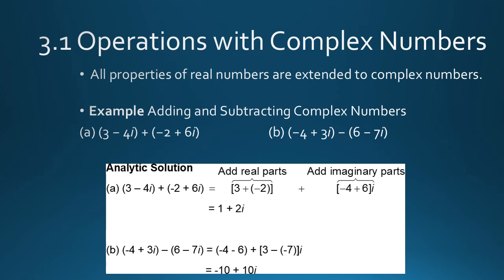And here we have them. For A, we have 3 minus 4i plus negative 2 plus 6i. We just add the real parts, so 3 plus negative 2 gives us 1. And we add the imaginary parts. Negative 4i plus 6i is 2i. For part B, same idea, but we need to be careful because of that minus. So we have negative 4 minus 6, which is negative 10, and then we have 3i minus negative 7i, which is going to give us 10i.